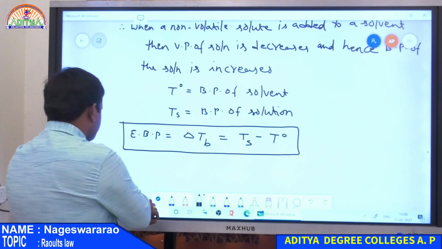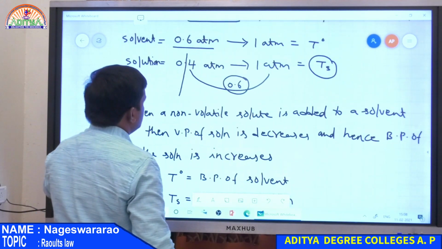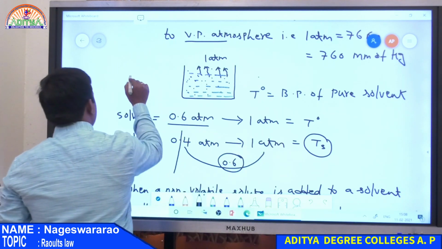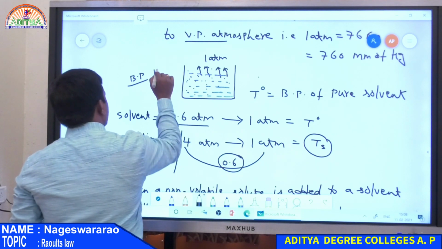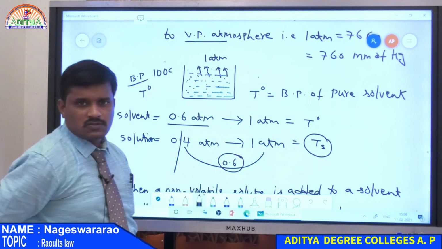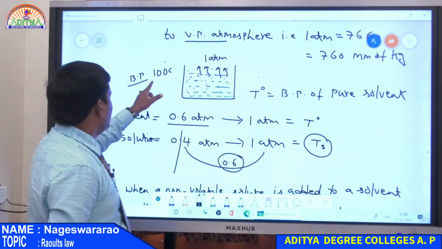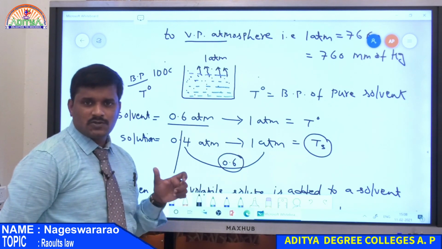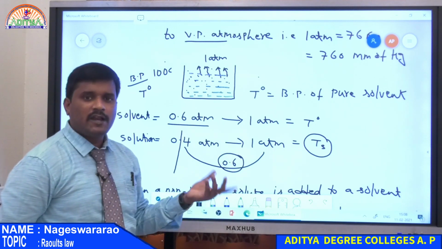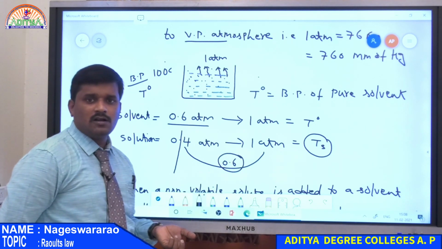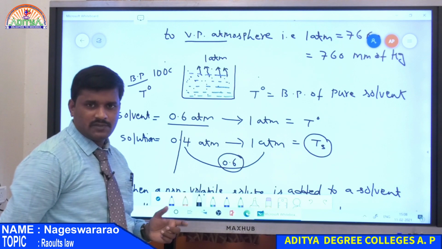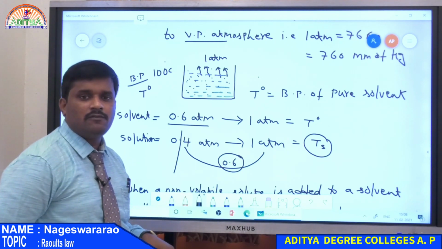Again look at the diagram. Suppose pure water. What is the boiling point of water? The boiling point of water is 100 degrees centigrade. That is T naught, for the pure solvent. So at this temperature the vapor pressure of water is equal to the vapor pressure of the atmosphere, that is 1 atmosphere, or 76 centimeters, or 760 millimeters. At 100 degrees water is converted into vapor. That is why 100 is the boiling point of water.